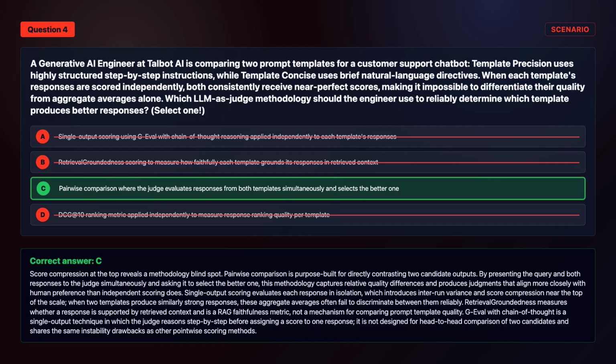G-eval with chain of thought is a single output technique in which the judge reasons step by step before assigning a score to one response. It is not designed for head-to-head comparison of two candidates and shares the same instability drawbacks as other pointwise scoring methods.